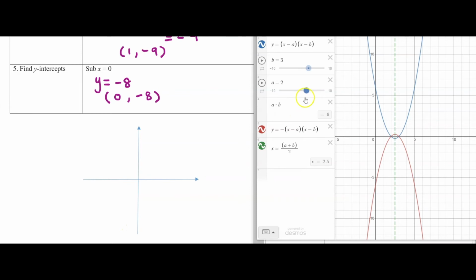Over here, I've set a equals 2 and b equals 3 in the slider. The blue graph is y equals (x minus 2) multiplied with (x minus 3). The red graph is y equals negative of (x minus 2) multiplied with (x minus 3). Notice that these two graphs only differ by having a negative outside the bracket in the red graph equation.